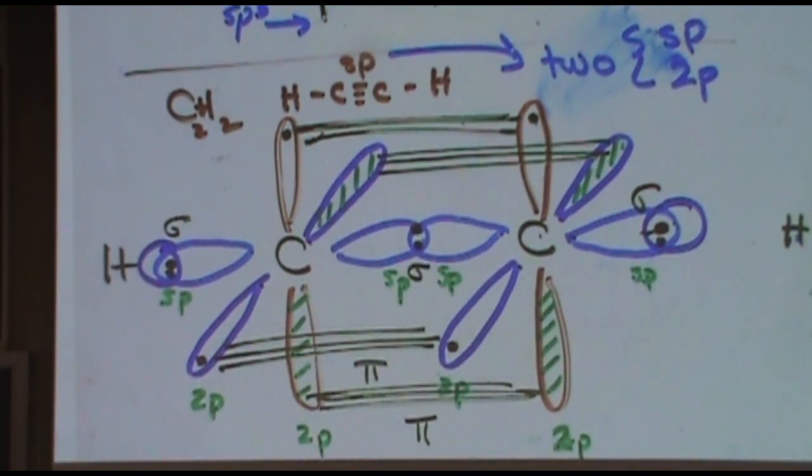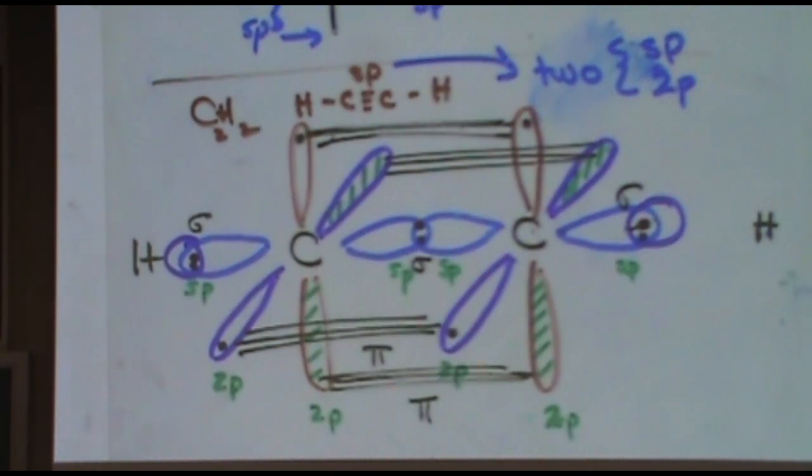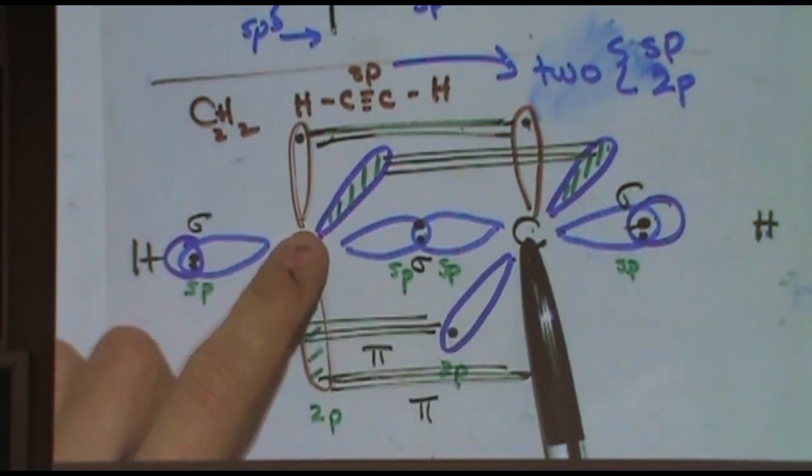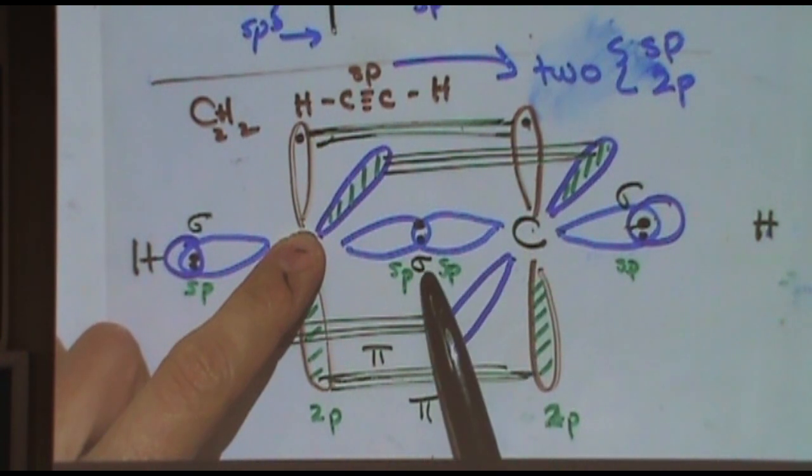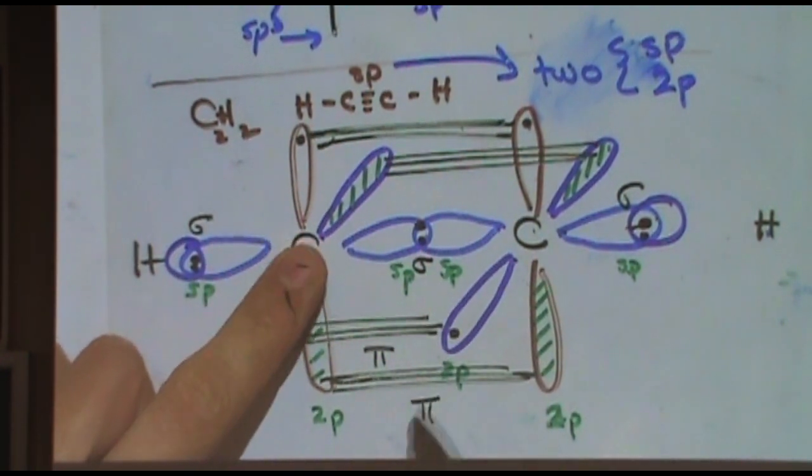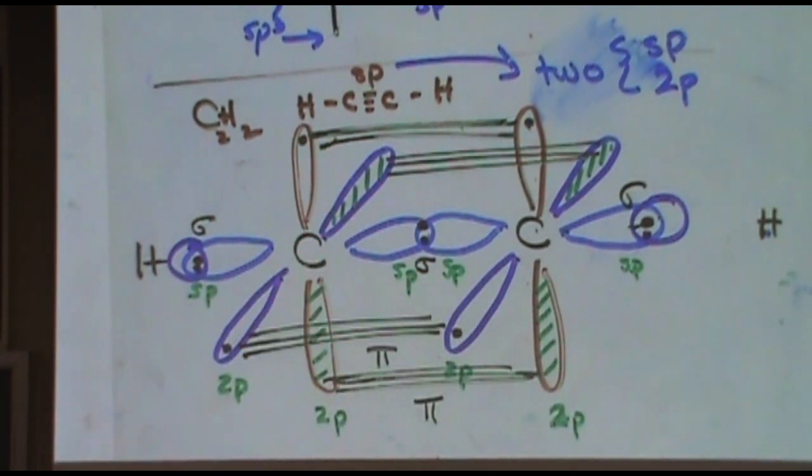So a triple bond has how many sigma bonds? 1. How many pi bonds? 2. So you see this carbon-carbon bond is a sigma and 2 pi's. So there's the 1 sigma and 2 pi's.